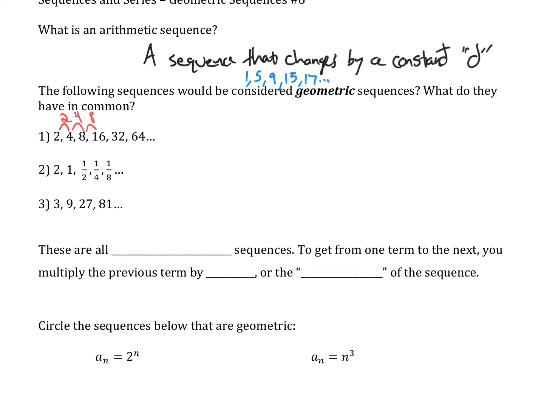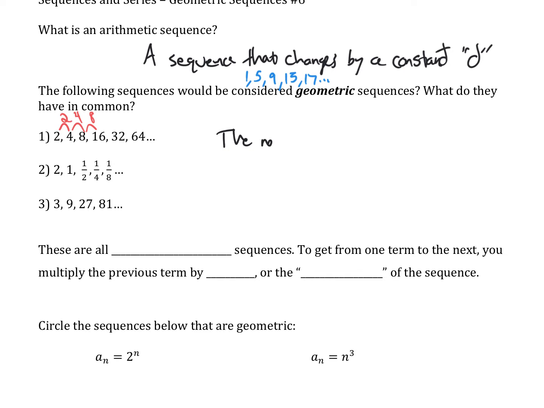If we look at sequence number 2, to get the next number in the sequence, we're dividing by 2 or multiplying by 1/2. If you look at number 3, we're multiplying each number by 3 in this case, so it's increasing by a factor of 3. The difference between the two terms is not 3, but to get the next number, you multiply by 3.